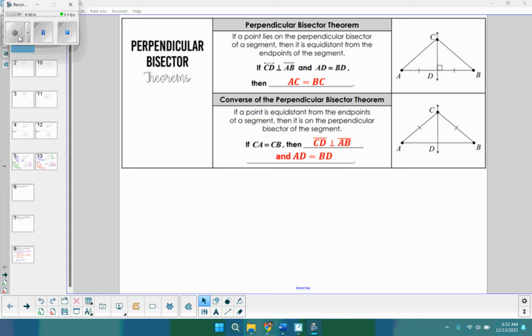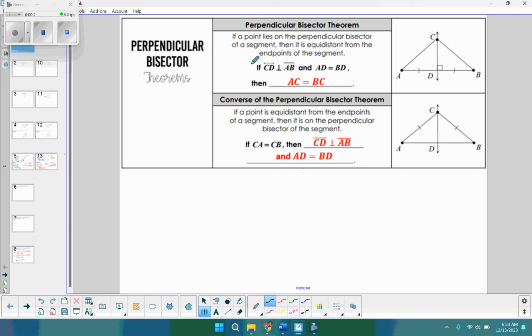This is lesson 6.1, and we're going to talk about perpendicular bisectors and angle bisectors. So a perpendicular bisector, if you recall, is perpendicular to a line and cuts it in half. So the midpoint is one of the points on the perpendicular bisector, and it's a right angle.